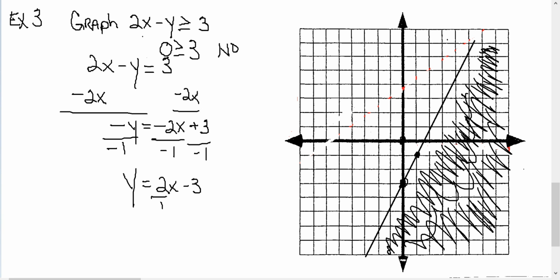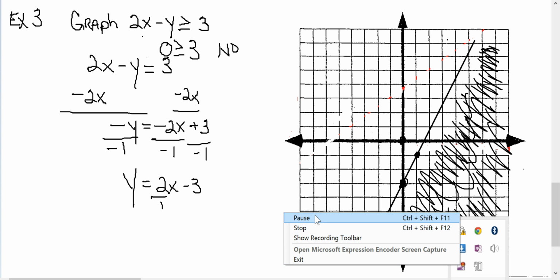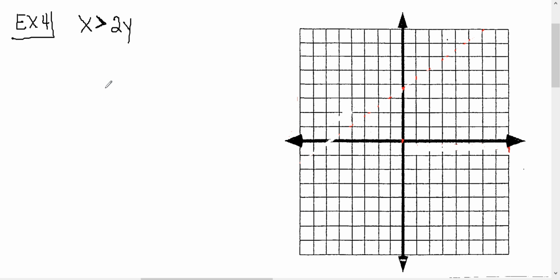Next problem. Okay, here's example 4. How about I change this now to read x equals 2y. And this time I think it's easier to use a t-chart for a couple points by giving y two values.